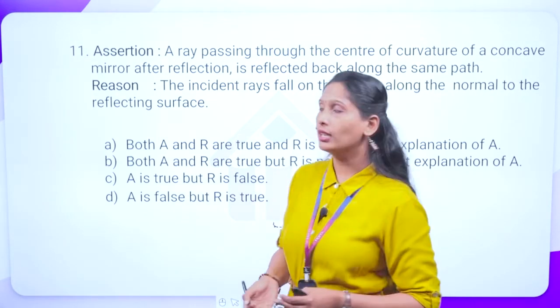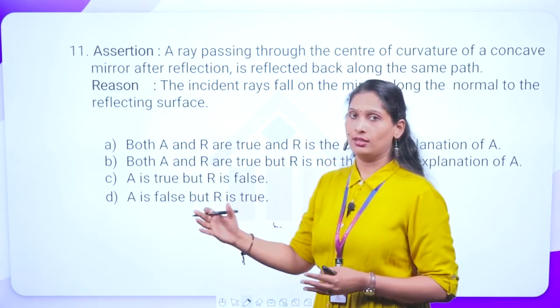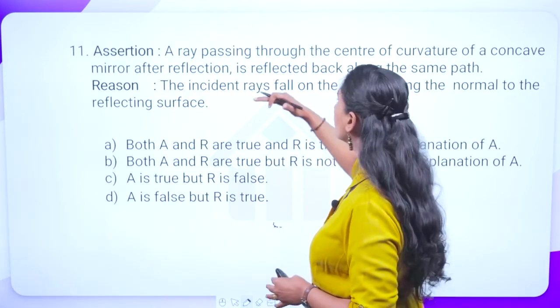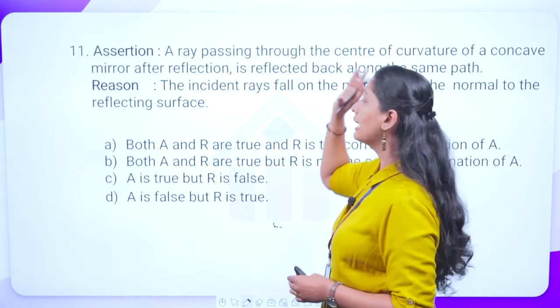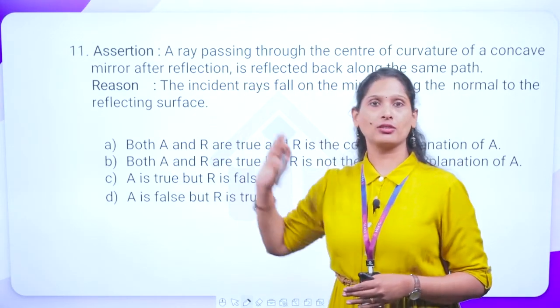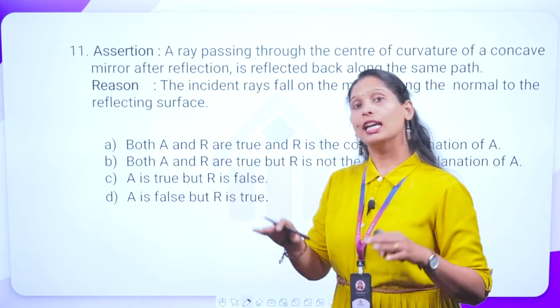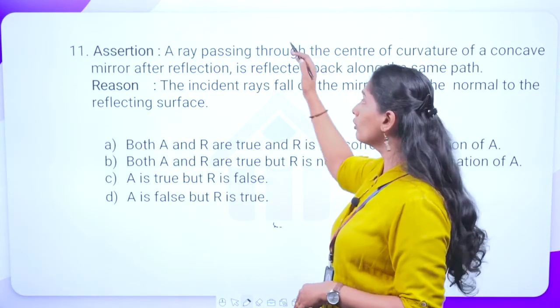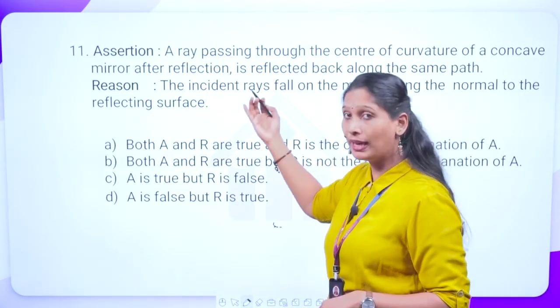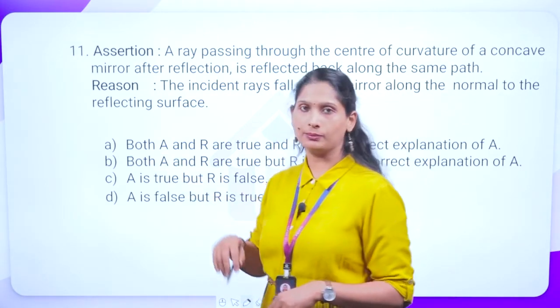Then you have to check if both of them are correct. Then check whether the reason is supporting the statement, or rather is the statement explained by the reason. If so, I can say it is option A. Or if both of them are correct but not explaining the assertion, then option B.